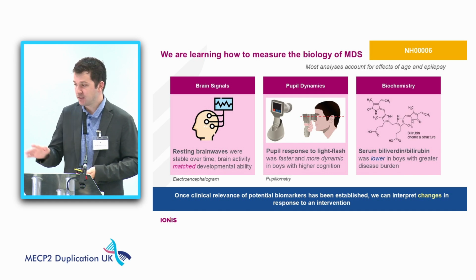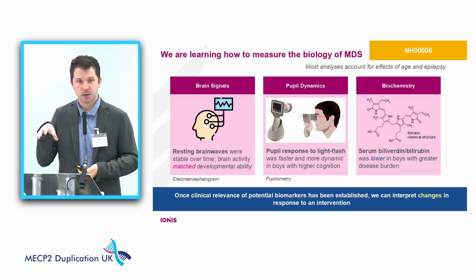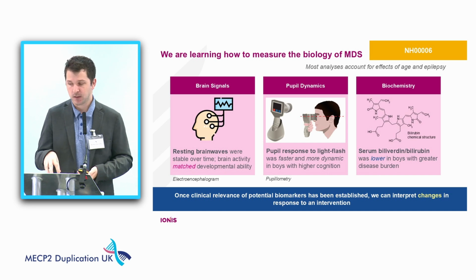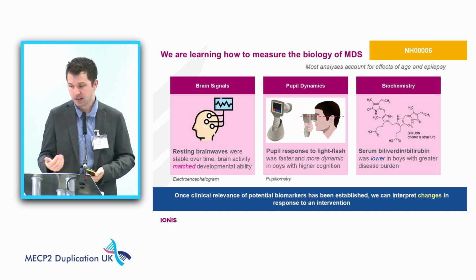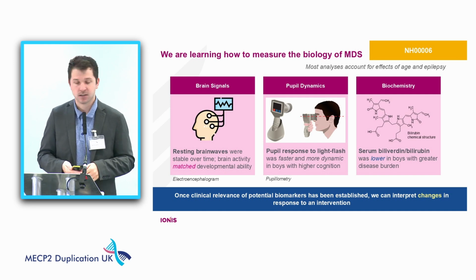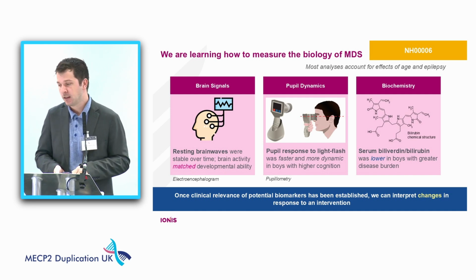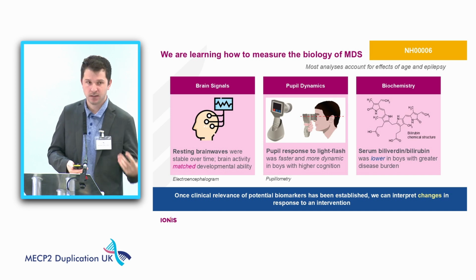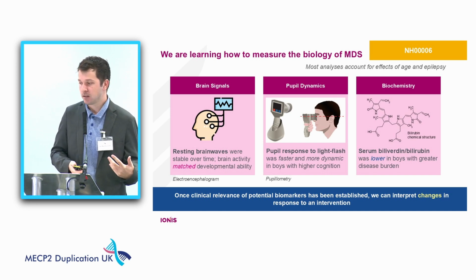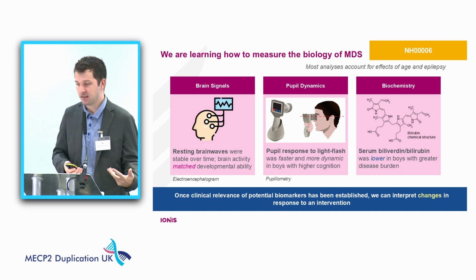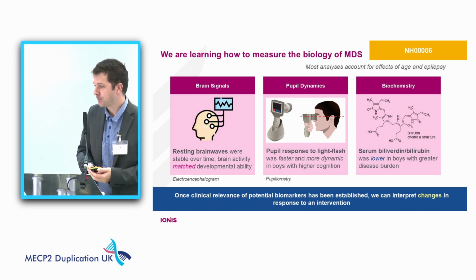We investigated this further in the NH6 study, and so even within boys with MDS, in a very small sample, we found that the ones with faster and more dynamic responses to this light flash actually had higher cognition. And so when we understand which direction these biomarkers would move and what that might represent, they become more powerful as we begin to establish more clinical relevance.